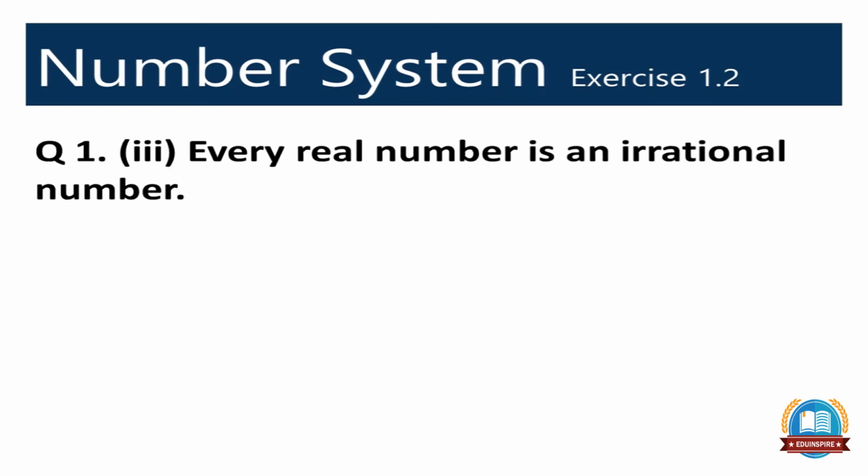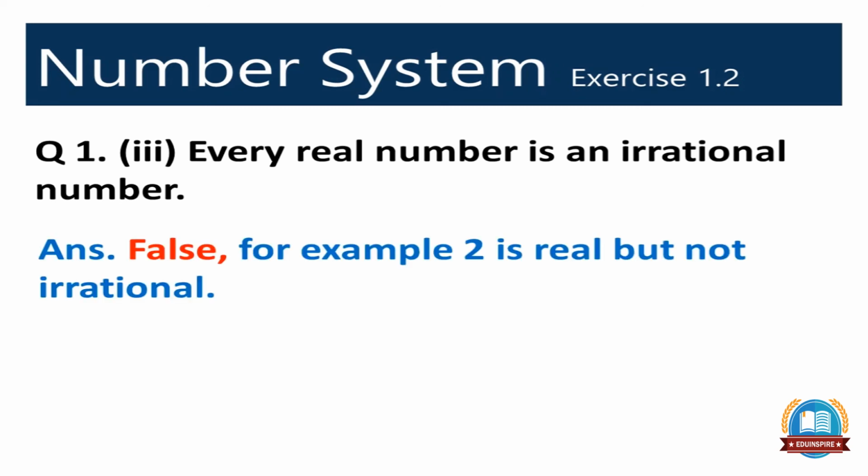Part 3 is every real number is an irrational number. So the answer is false. For example, 2 is a real number but not irrational number.